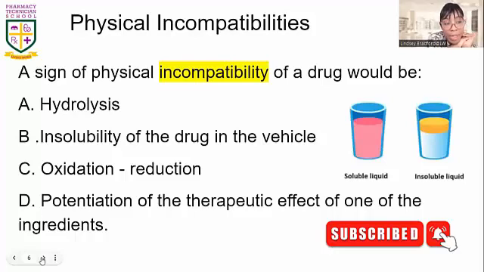Physical incompatibility. So when I think about incompatibility, I automatically think about relationships. And one of the ways that you can tell if a relationship is compatible is by the physicality of the person or the people in the relationship.